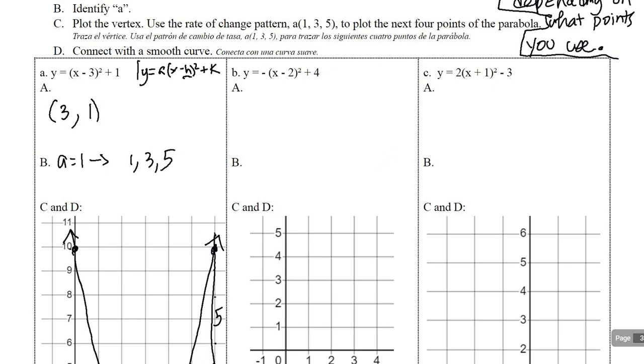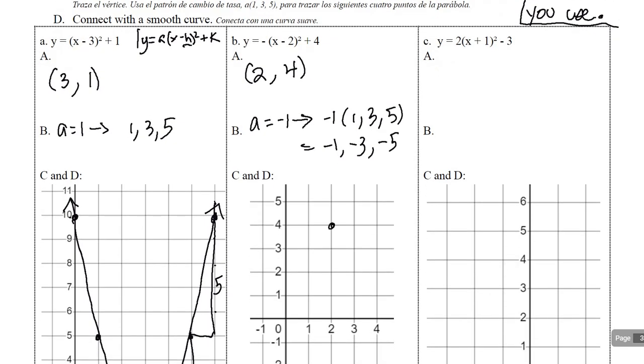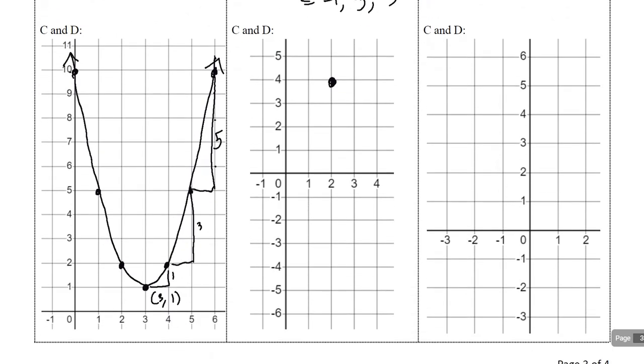Now I have h and k are 2 and 4, so my vertex will be at 2, 4. And A is not 1, A is negative 1 this time. So A is negative 1, so my step pattern will be negative 1 times 1, 3, and 5 equals negative 1, negative 3, negative 5. So instead of going up, I'll go down. Okay, I start with my vertex. Now I'll do my step pattern.